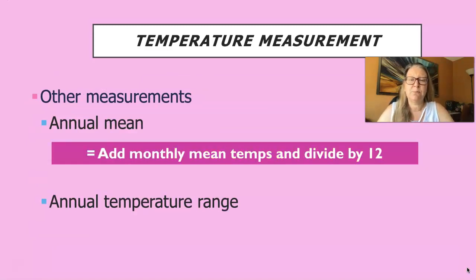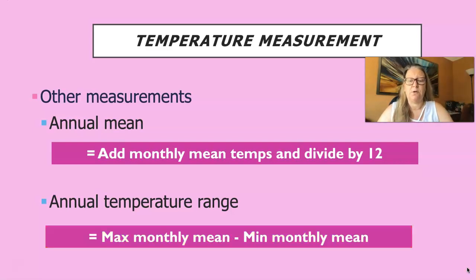The annual temperature mean is calculated by adding the 12 monthly means and dividing by 12. The annual temperature range is figured out by taking the maximum monthly mean and subtracting the minimum monthly mean. So max monthly mean minus min monthly mean. It's a good tongue twister.